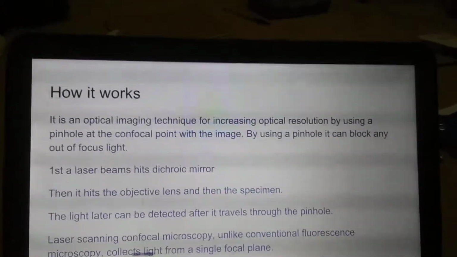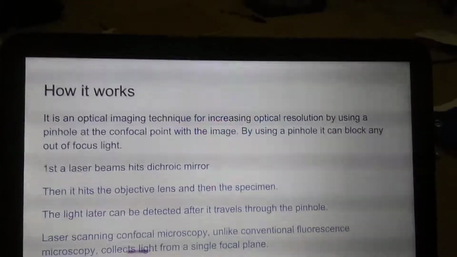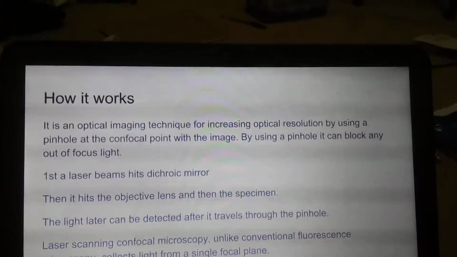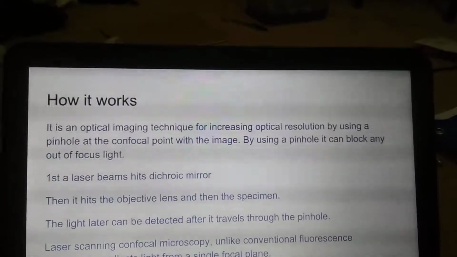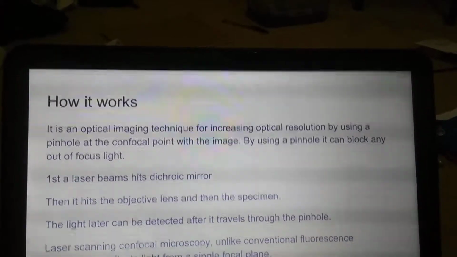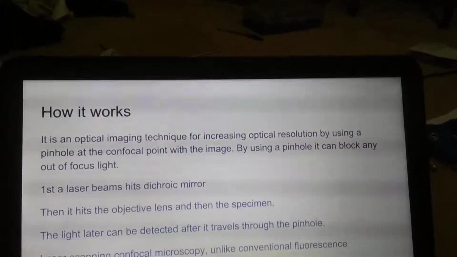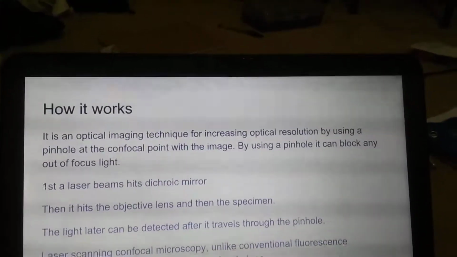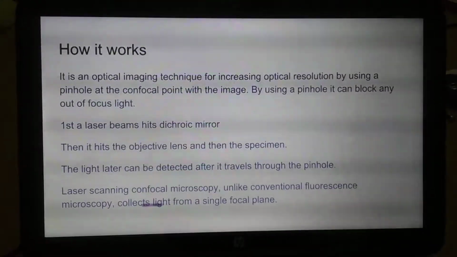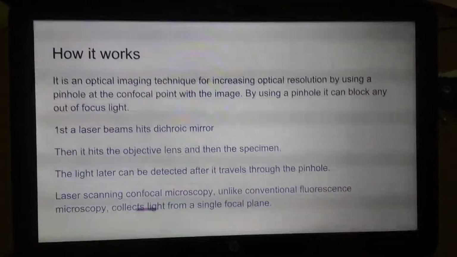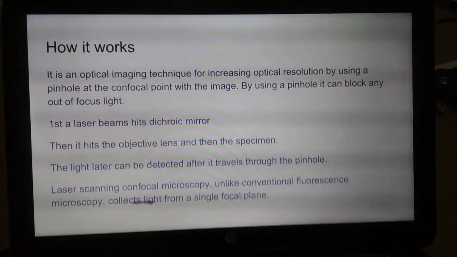The main components of confocal microscopy include a light source, dichroic mirror, objective lens, specimen, confocal pinhole, and a detector. The only difference in confocal microscopy from conventional microscopy is the confocal pinhole. The confocal pinhole blocks out-of-focus light from being detected, so a clear in-depth image is visible.